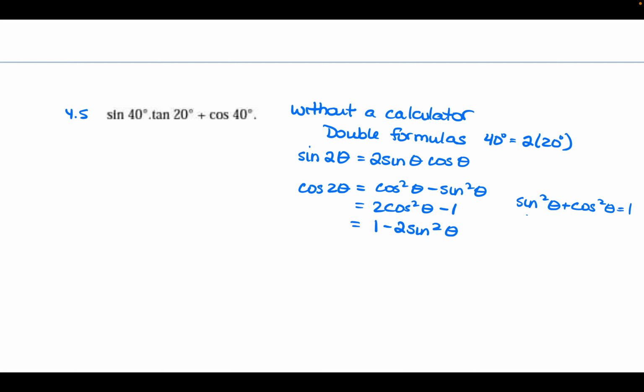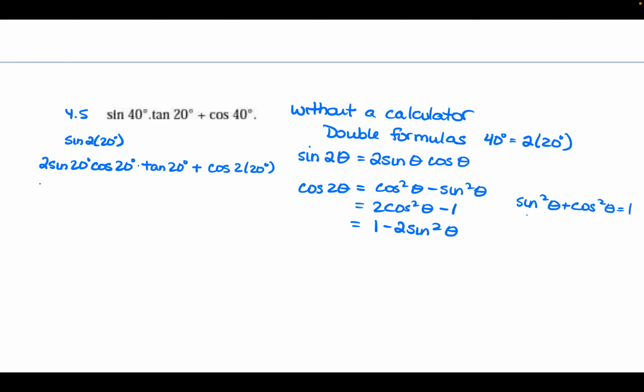Okay, so I'm interested in the sine of 2 times 20 degrees. That must be equal to 2 times the sine of 20 degrees times the cosine of 20 degrees using the formula. And we're going to multiply that by the tangent of 20 degrees. We'll come back to that. And then plus the cosine of 2 times 20 degrees. Well, I'm not really sure yet which formula I should use for that one, so I'm going to wait.